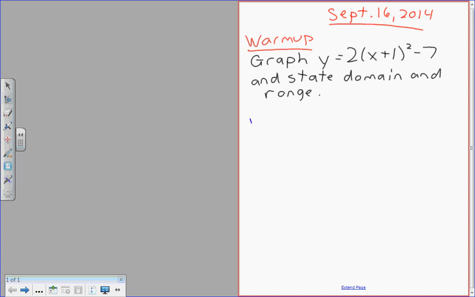Yes, the vertex is going to be -1 and -7. Will it open upwards or downwards? Now the reason it's upwards is because this 2 is positive, right? If that 2 is negative, you're going downwards. So this is going to open up. Now please remember when you're graphing these that the x inside the bracket switches. That's a +1 switches to -1.